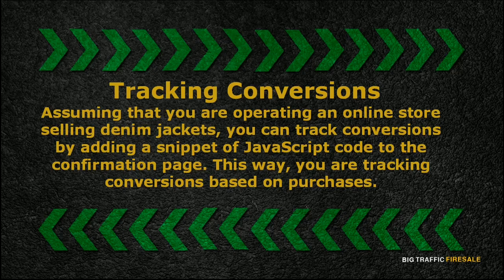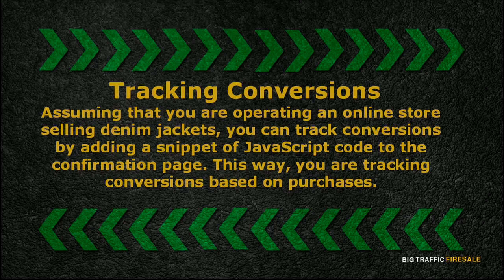Let's illustrate an example on how you can track your conversions. For example, via online sales, assuming that you're operating an online boutique specializing in denim jackets. To track conversions, you add a single snippet of JavaScript code to the confirmation page which your users will view after they have paid for their purchase. In this case, you'll be tracking clicks on your AdWords campaign that convert into purchases.